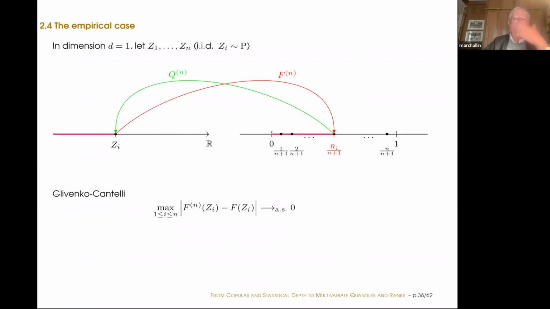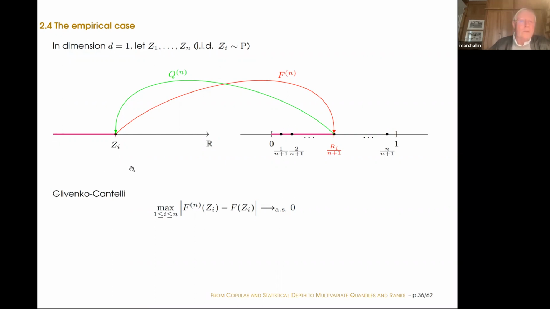Yes. This was the population case. Now let us look at the empirical case. How do we define the empirical quantiles when we are observing a sample Z1, ..., Zn of observations? And again, let us first look at the empirical case in dimension 1, because there we are in a familiar situation. How do we compute the empirical distribution function in dimension 1, the fully classical concept?